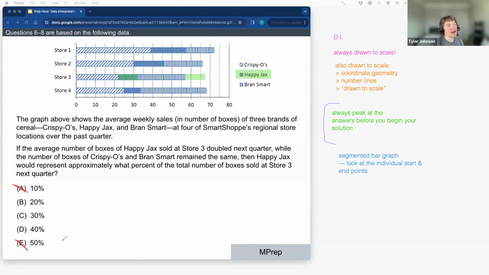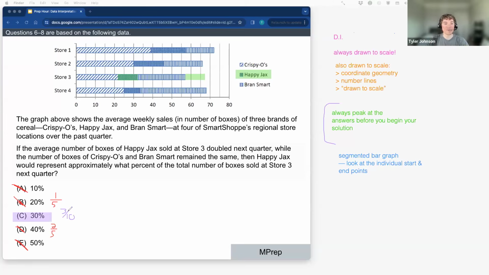Between B, C, and D, as you get better at estimating, it'll become clearer what this actually is. But it's not going to be as low as 20%, right? It's not just 1/5 of what we got there. The green is a bit more. Nor is it 40%, right? Nor is it 2/5. What we're looking at is a solid 30%, 3/10.